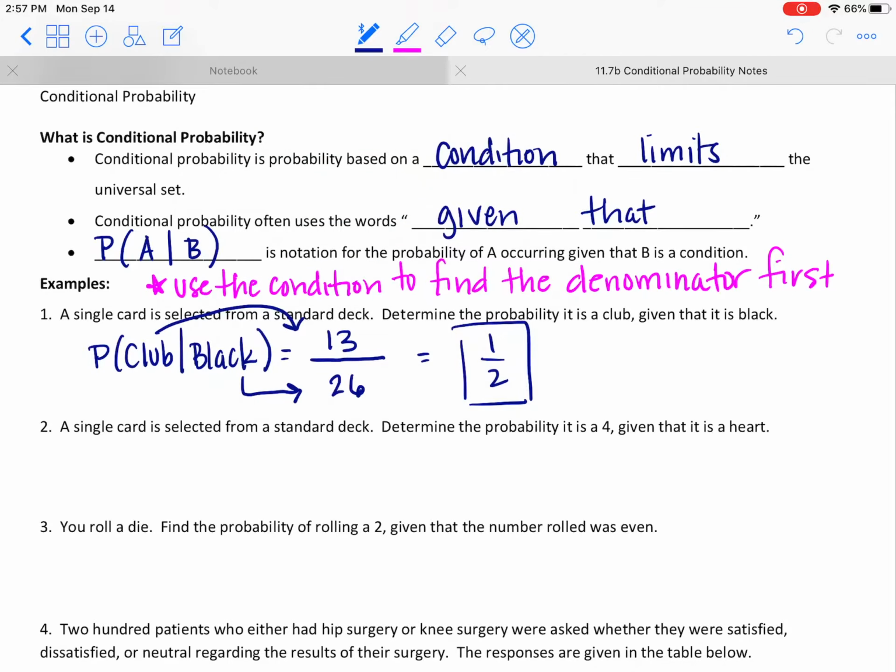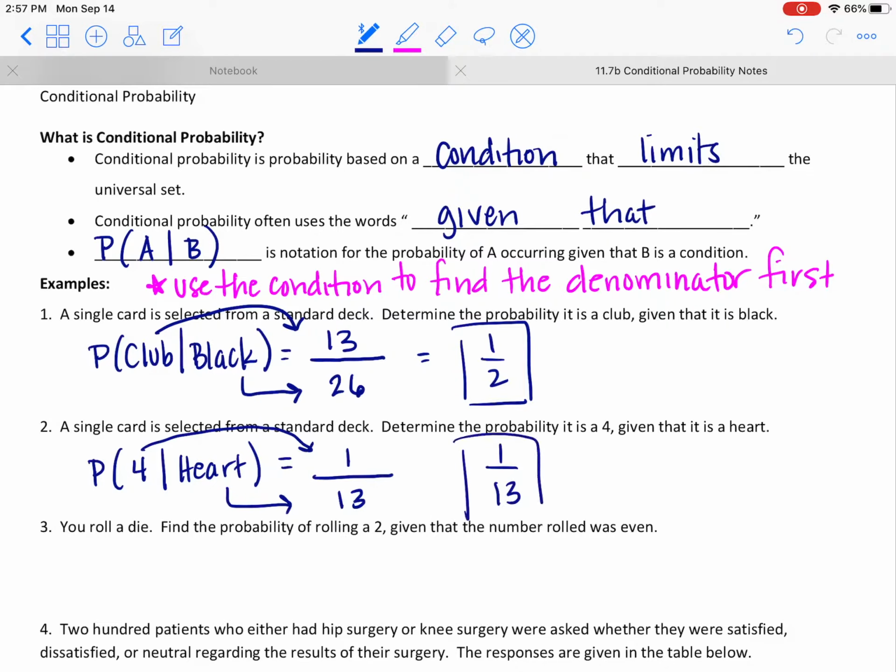Number 2, a single card selected from a standard deck. What is the probability it's a 4 given that it's a heart? So find the probability that you choose a 4 given that the card you chose was a heart. What that means is we're not looking at picking a card from the entire deck of cards. We're given that the card is a heart. So we know that we're only looking at the 13 hearts in that deck. Of the 13 hearts, how many are 4s? Only one of the 13 cards is a 4. So 1 out of 13 is our probability.